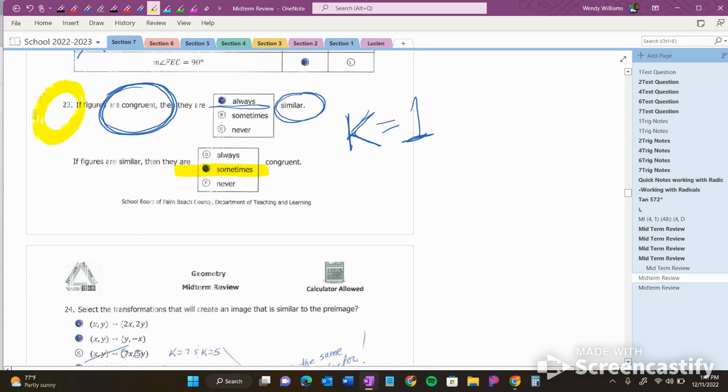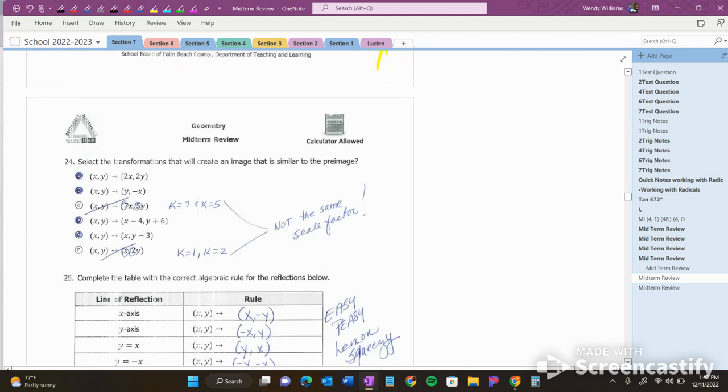This is a very, very important question. You will see it. Know the difference. Congruent figures are always similar, but similar figures are only sometimes congruent. Select the transformations that will create an image that are similar to the pre-image.